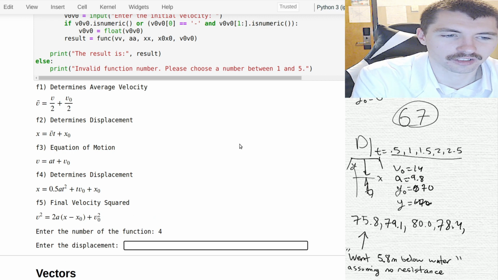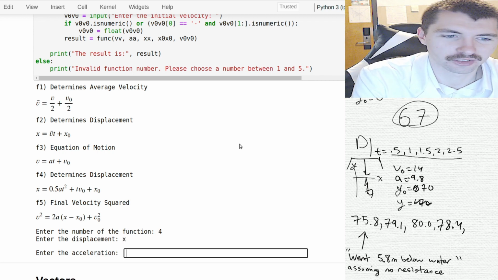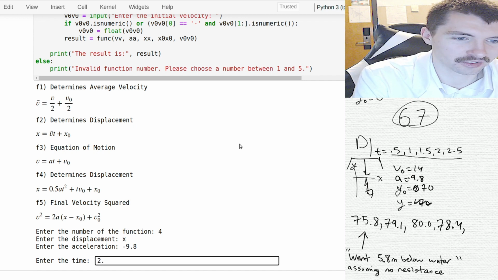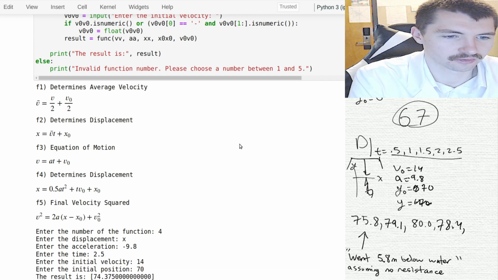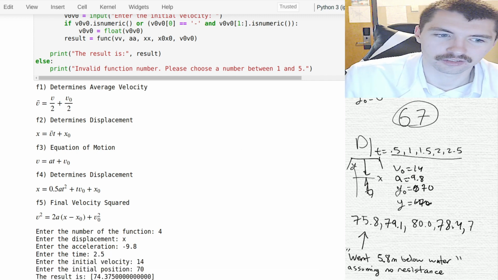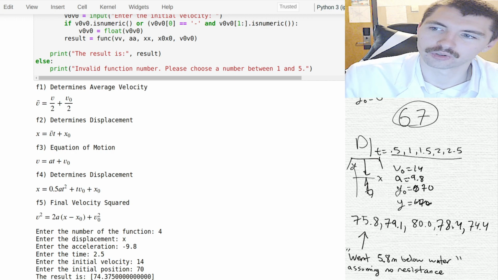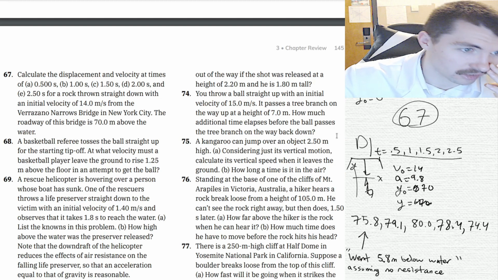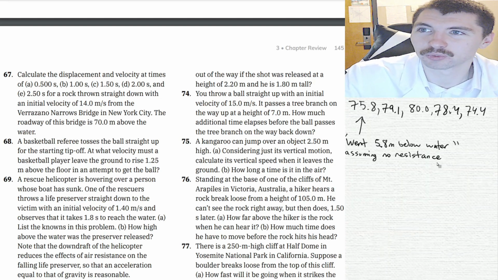Okay, so when you press the first number, it moves up. I don't know if you noticed that. So that's kind of weird. 2.5 and 74.4. Okay, so that's 67. Move on.